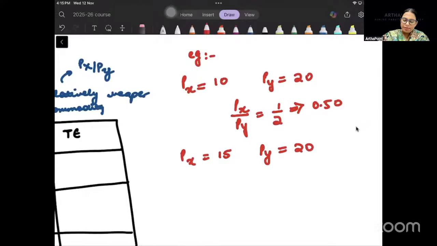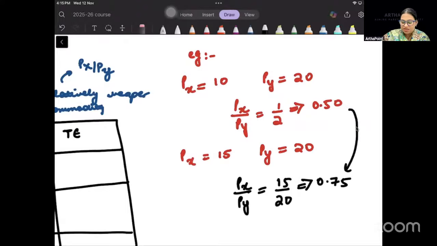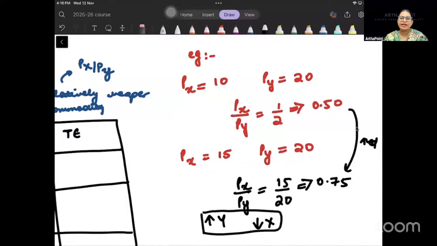Now if the price of X increases to 15 and Y is 20, you can't say, oh ma'am, the price of X is still less than the price of Y, why will I do the substitution? Now, we are looking at the relative price ratio. So if I find out the price ratio, 15/20, 3/4, 0.75. This has increased now. So you will do a substitution. You will increase consumption of Y and decrease X. This substitution you must always do.